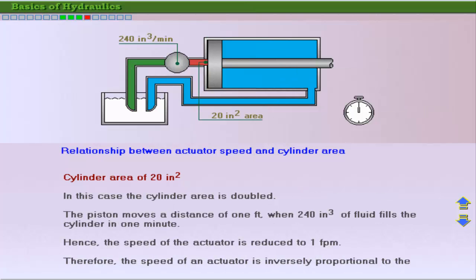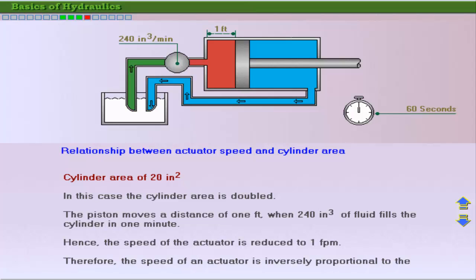When the cylinder is replaced by a cylinder of 20 square inches area, the piston moves a distance of 1 foot in 1 minute. This happens because 240 cubic inches of fluid fills 1 foot of the cylinder. The speed of the actuator is reduced to 1 foot per minute in this case. Thus, the speed of an actuator is reduced to half by doubling the cylinder area.